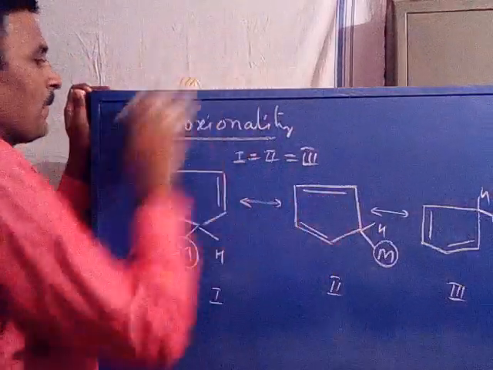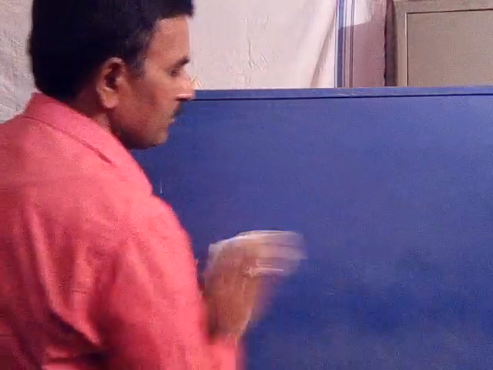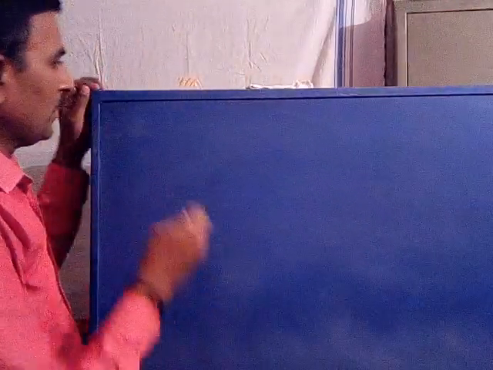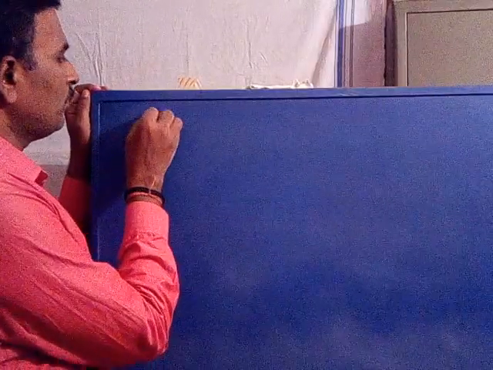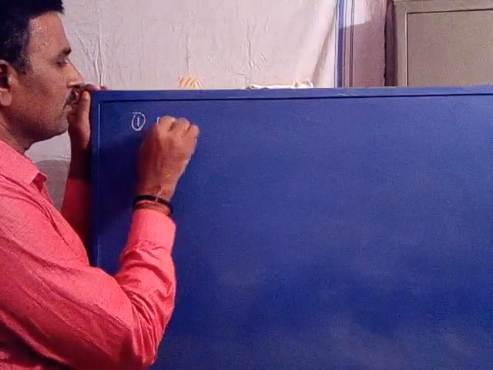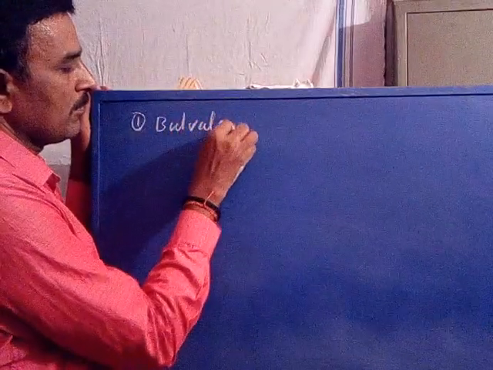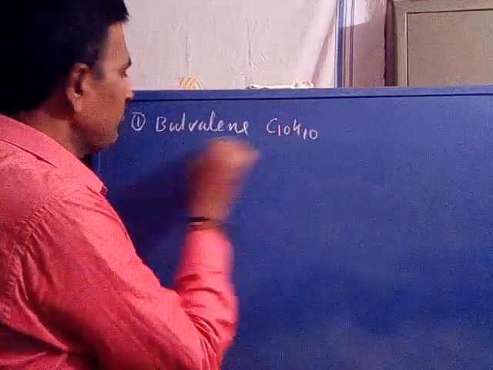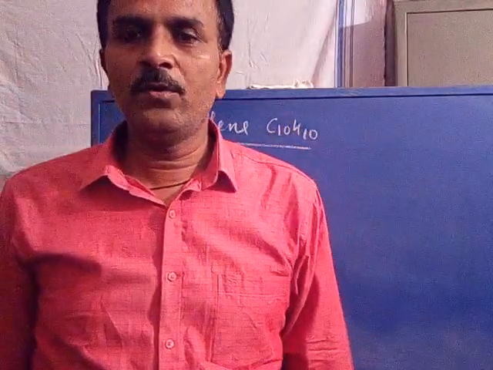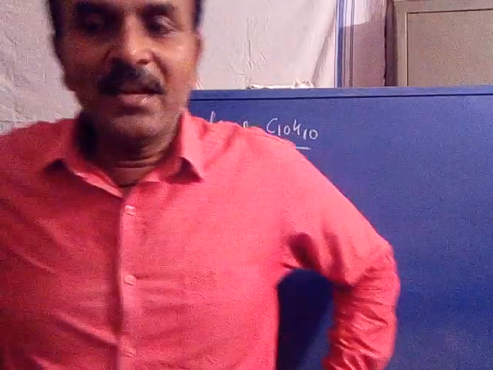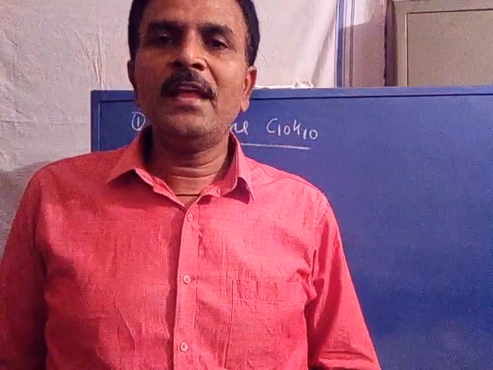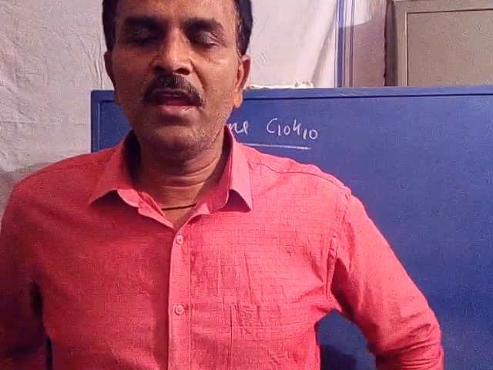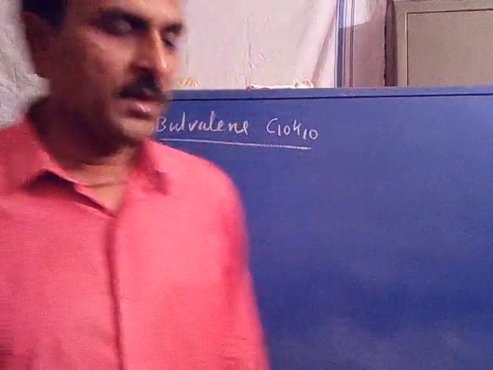For example, you take bullvalene. Example 1, bullvalene, C10H10. It contains 10 carbons and 10 hydrogens. Now bullvalene is a fluxional molecule. With the help of proton NMR spectroscopy, we can establish that yes, it is a fluxional molecule. Now its structure.